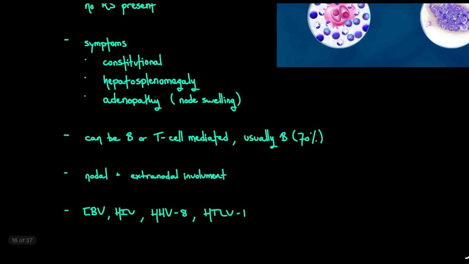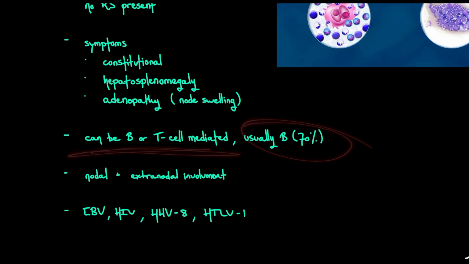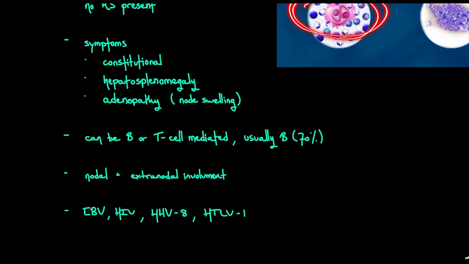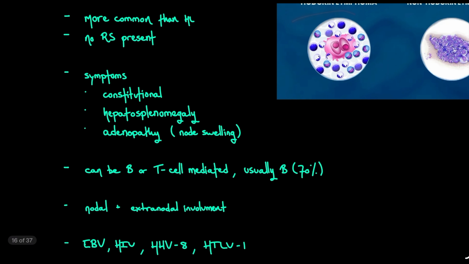Okay, and they can be B or T cell mediated, but yes, usually 70% of these are going to be B cell mediated just because of the many, many rounds of genetic mutation that these cells undergo. Remember, they can bounce between the dark and light zone many, many times to get the best antibody possible. So if that process goes wrong, who knows what kind of cell we can produce. More so for non-Hodgkin's lymphoma, we have extranodal involvement. So it's more diffuse. We don't have this heartbeat, this central cell that we do have in Hodgkin's lymphoma.